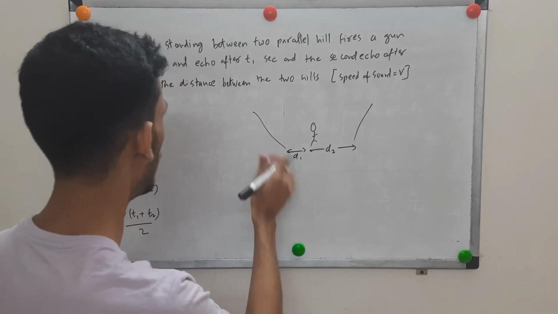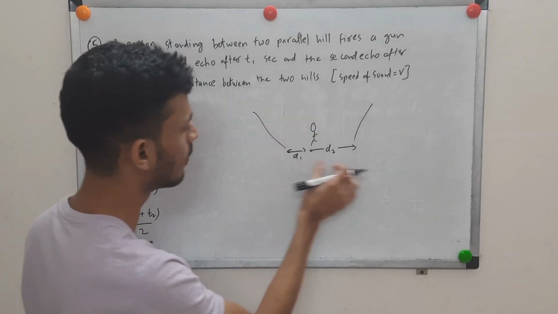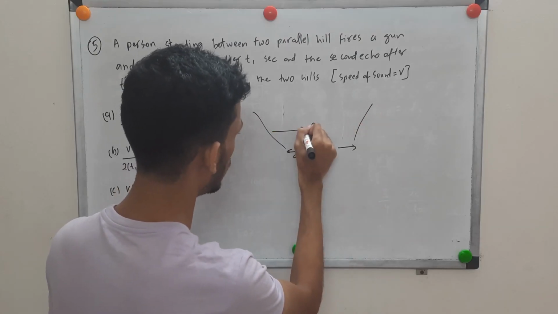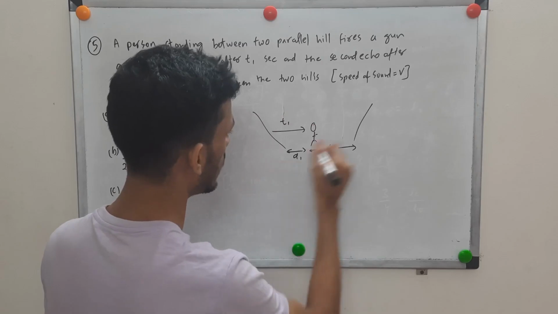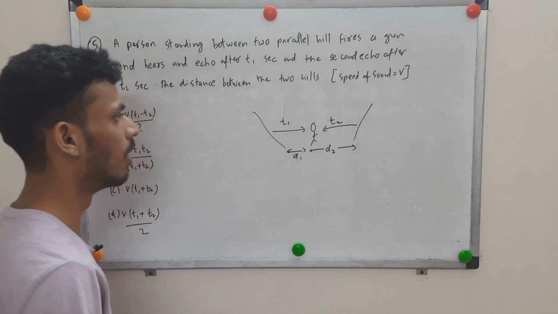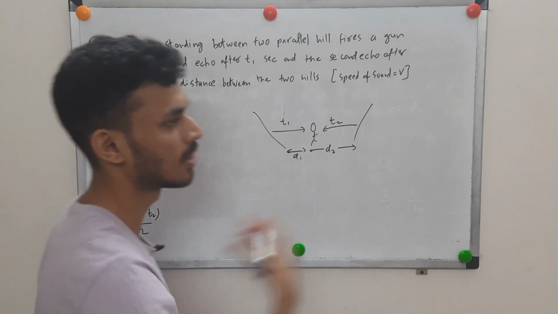That is what we are supposed to find, right? The distance between the two hills, so d1 plus d2. He'll fire a bullet. Suppose he hears the echo first from this one in t1 seconds, and then he hears the echo from this one in t2 seconds. Now an echo is a reflection of sound, right?